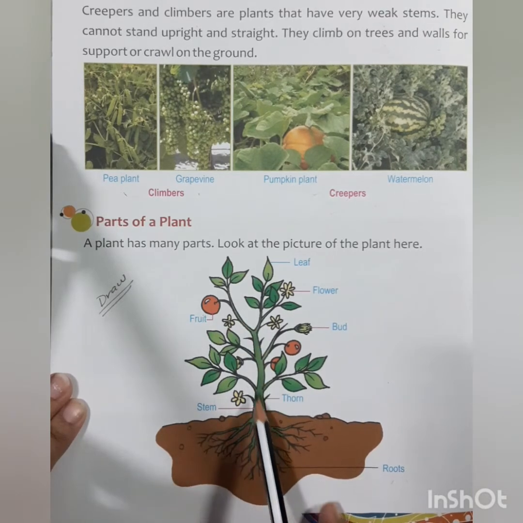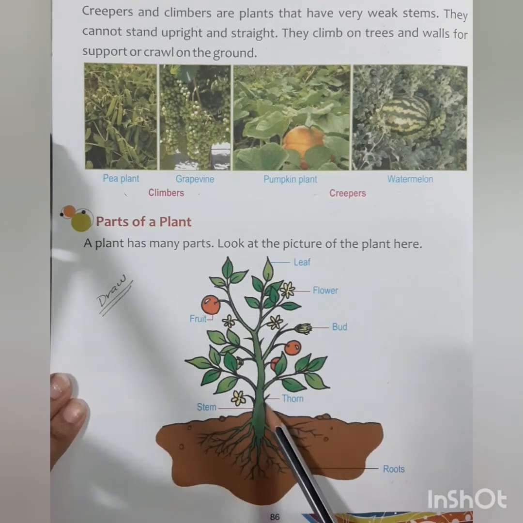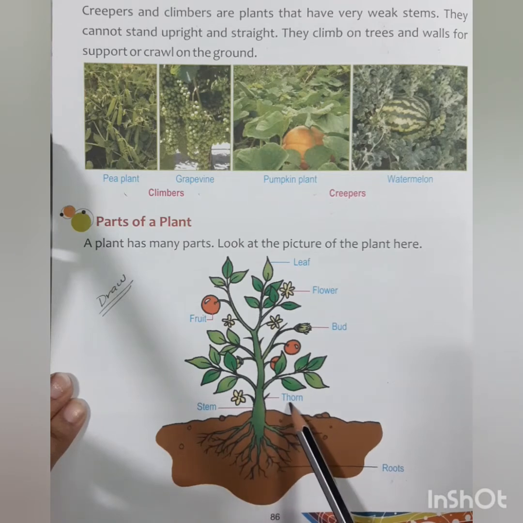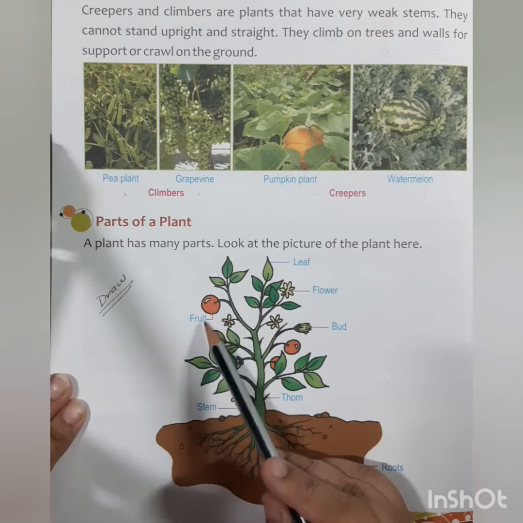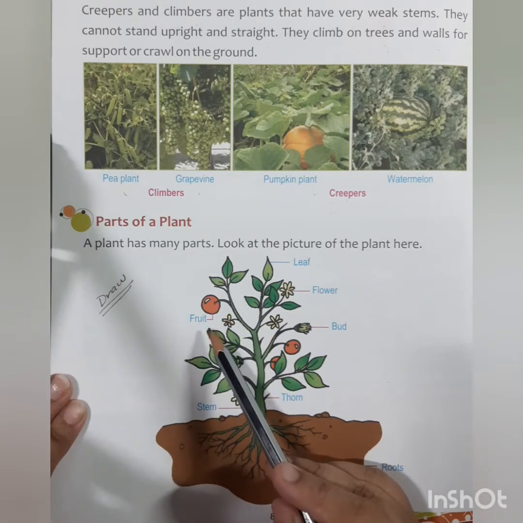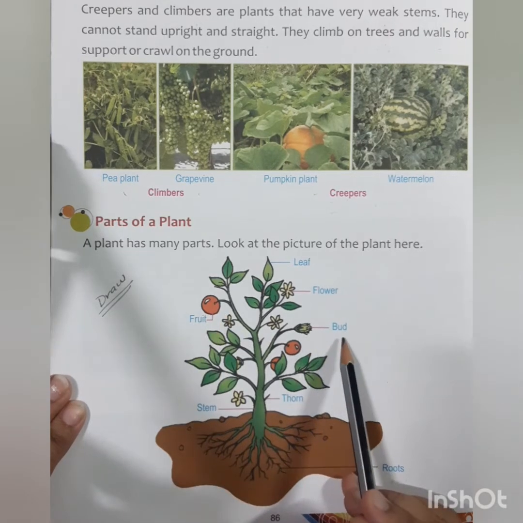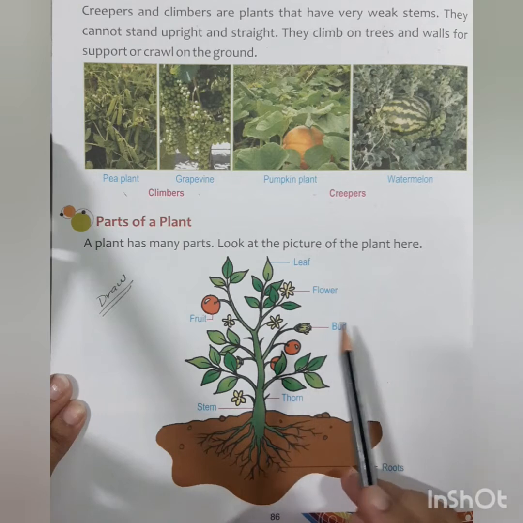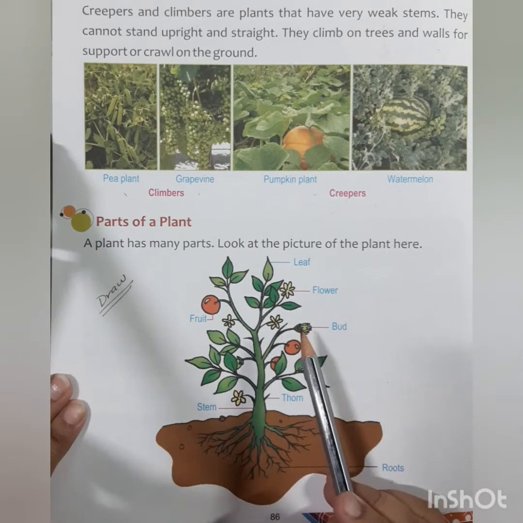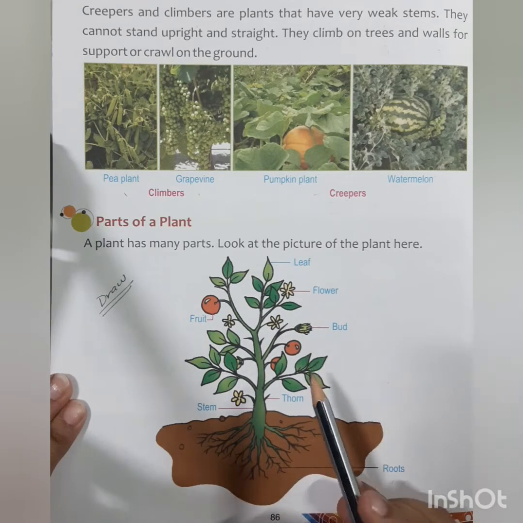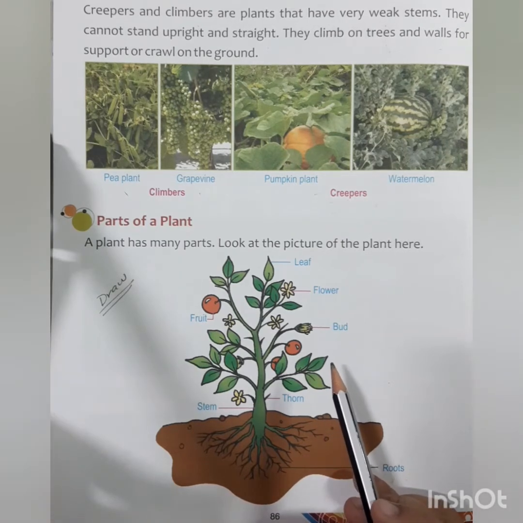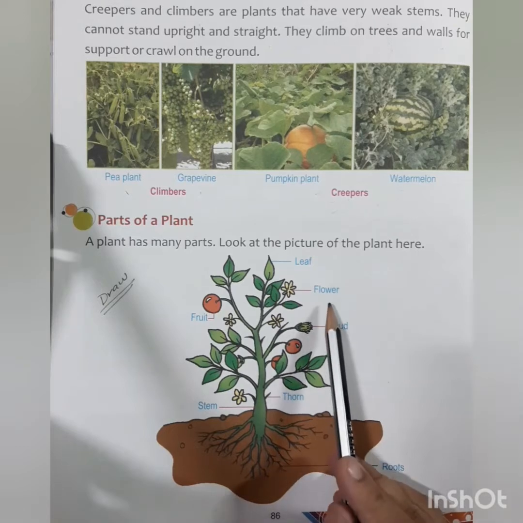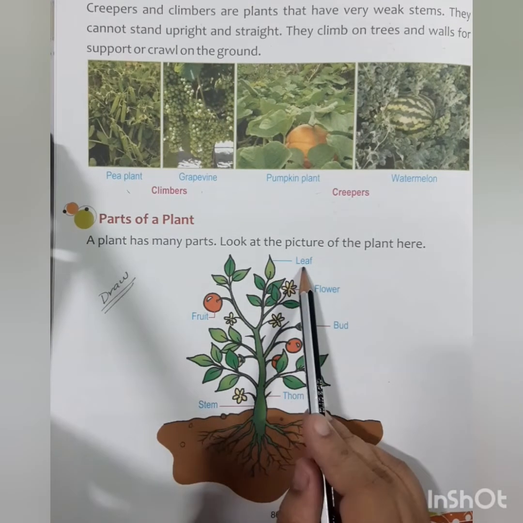This is the stem of the plant. And what is this? This is a thorn, right? And this is the fruit of the plant, and then this is the bud which comes before the flower blossoms. Have you seen the bud of a rose? Yes, it is so beautiful, and after the bud the flower blooms. Then here we see the flower, and then this is the leaf.